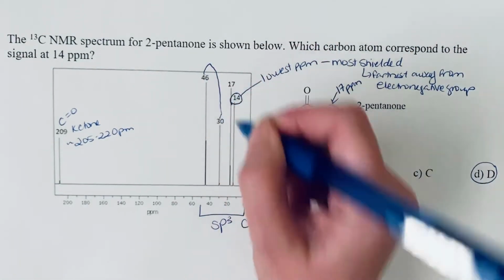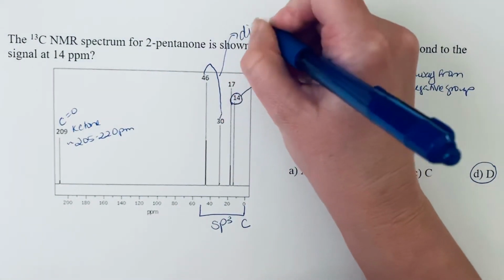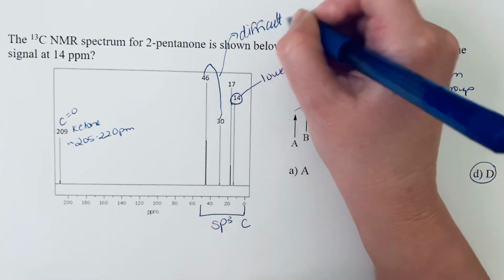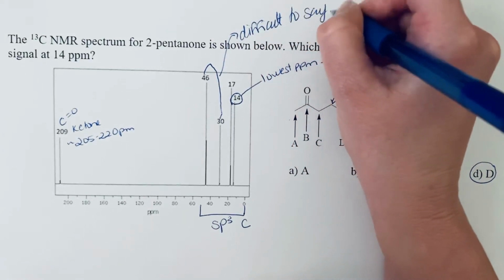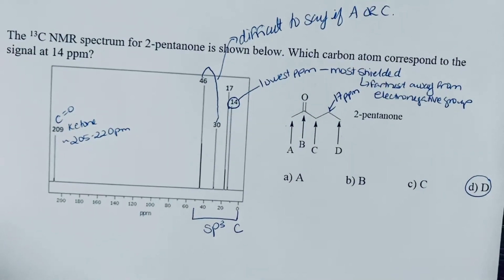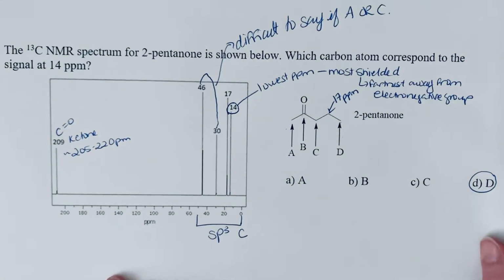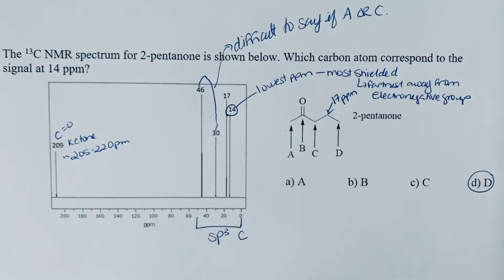These two signals here would be difficult for us to differentiate at this level. So this would be difficult to say if they were A or C. And so that isn't something that I would ask you to do at this point. There are some additional techniques that you could use, and some of them are described in your textbook. So a proton-coupled carbon-13 NMR could be used, or you could use a DEPT, D-E-P-T. I'm not gonna write those down though, because those are not things that you would be responsible for.